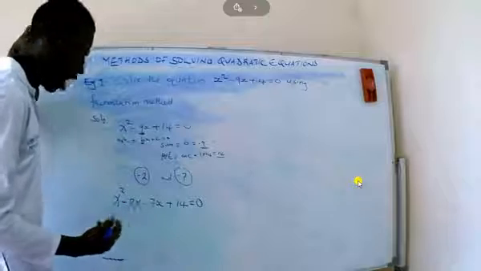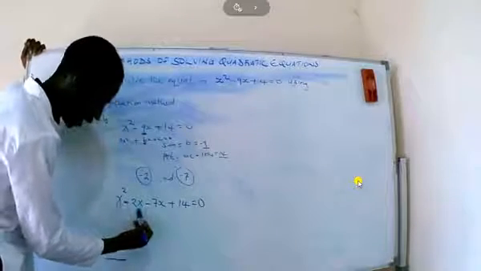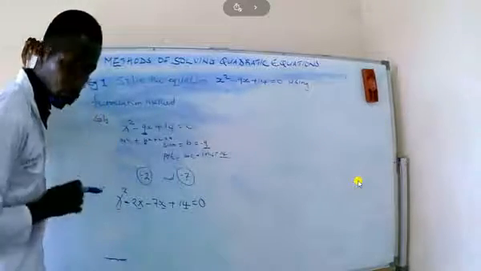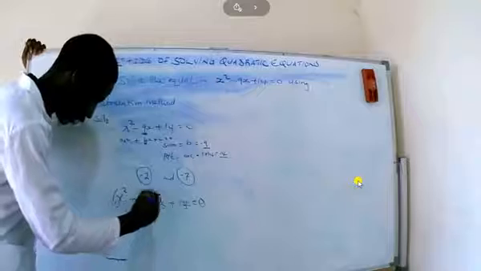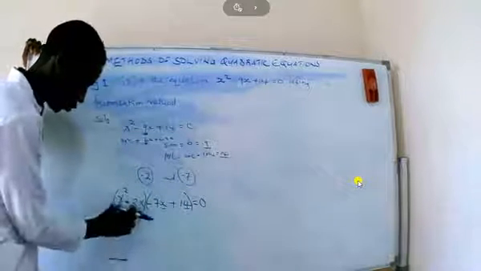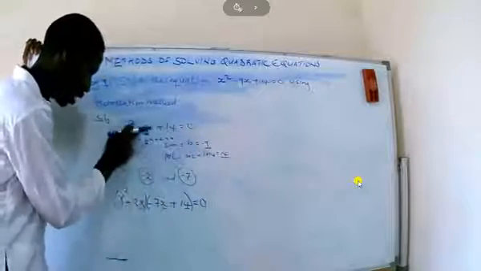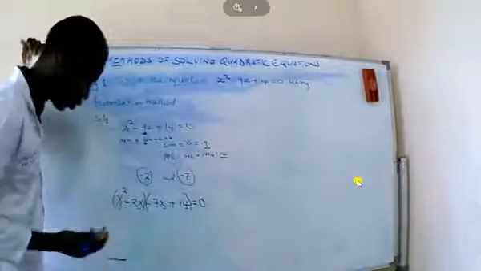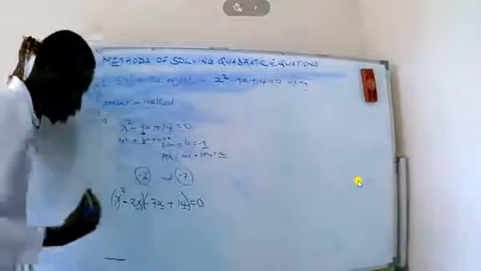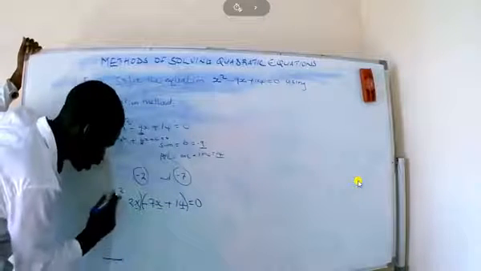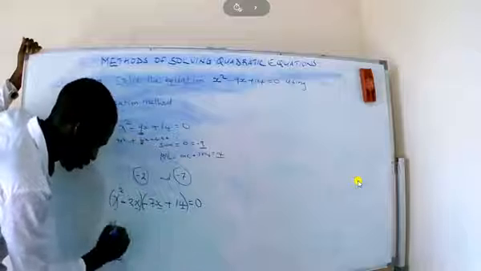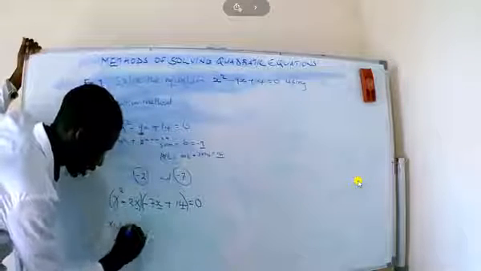Then from here, you will have 4 terms. We have the first term here, second term, third term, and this is the fourth term. We group the first 2 terms and the next 2 terms. Then each bracket has a common factor. In x squared minus 2x, the common factor is x, and I remain with x minus 2 inside the bracket.